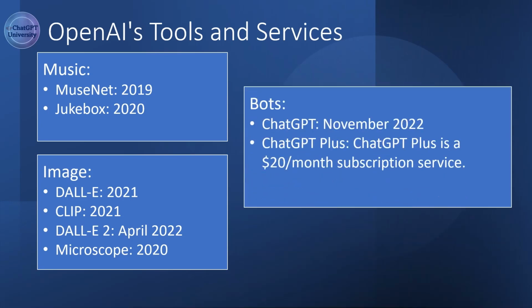On the bot side of the house, the famous ChatGPT was launched in November 2022. It is an artificial intelligence tool that is built on top of GPT-3 that provides a conversational interface that allows users to ask questions in natural language. The system then responds with an answer within seconds.